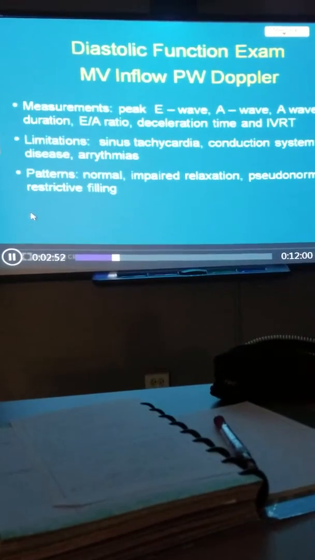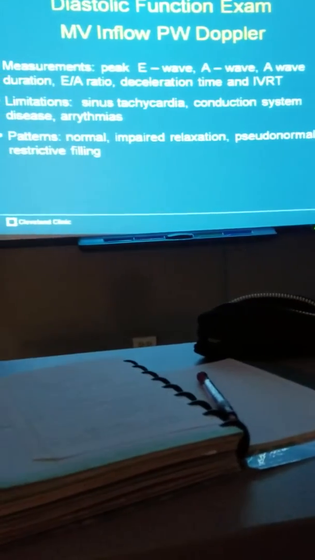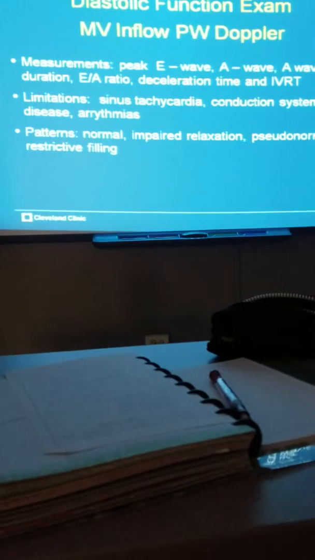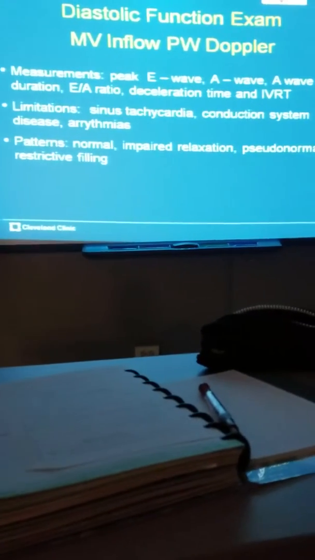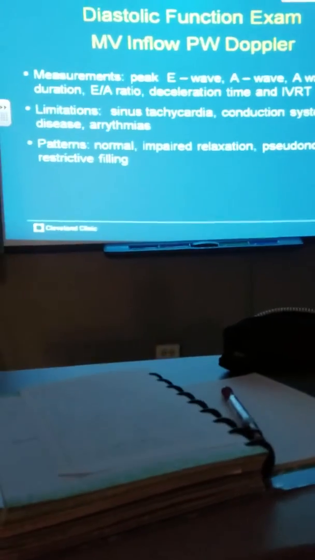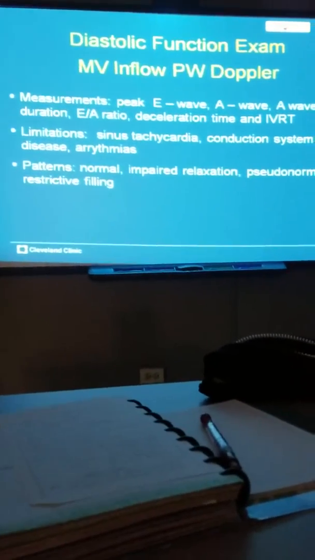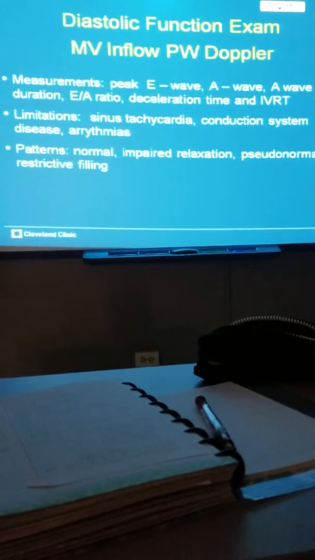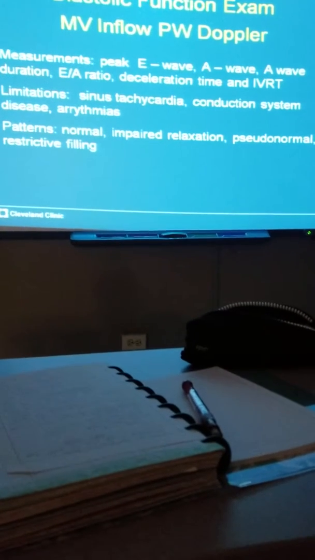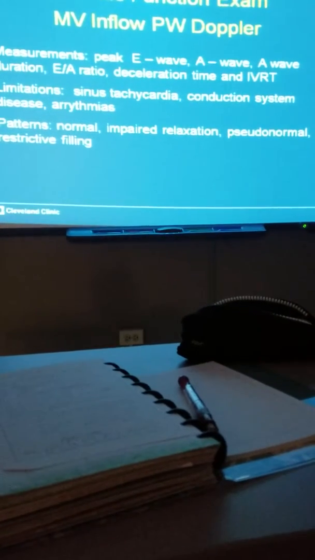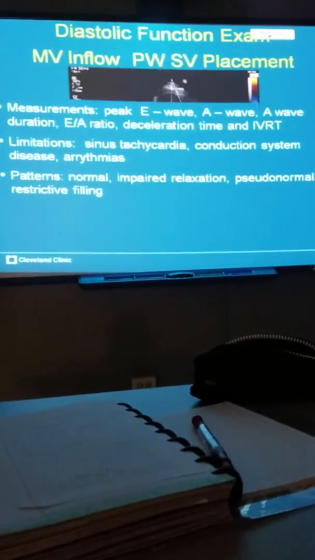So what we're going to be measuring with the mitral valve inflow is your peak E wave, the A wave, and your A wave duration, your E to A ratio, your deceleration time, and also in this you could be doing your isovolumic relaxation time. Of course, there are limitations, which would be sinus tachycardia, conduction system disease, and arrhythmias. The patterns that we'll be looking for are normal, impaired relaxation, pseudo-normal, and restrictive filling.